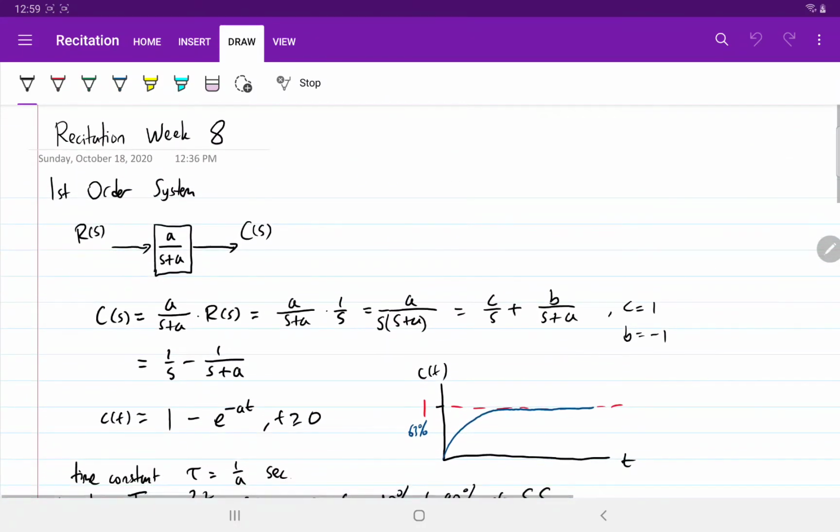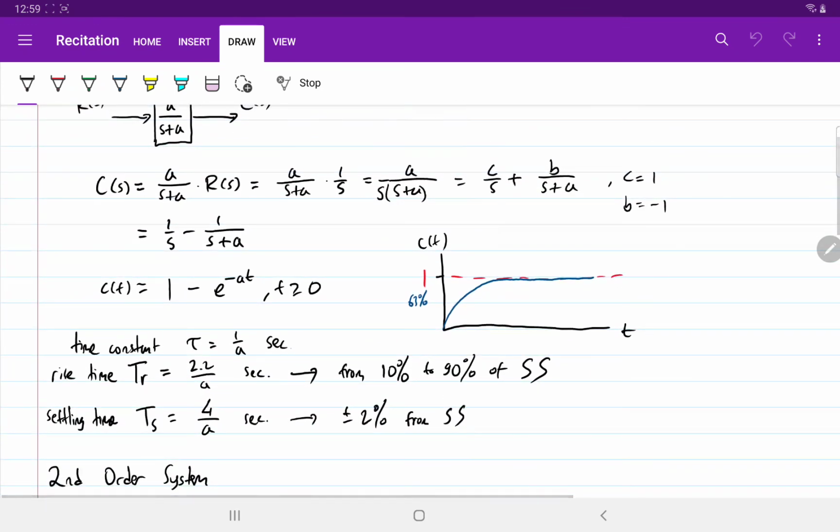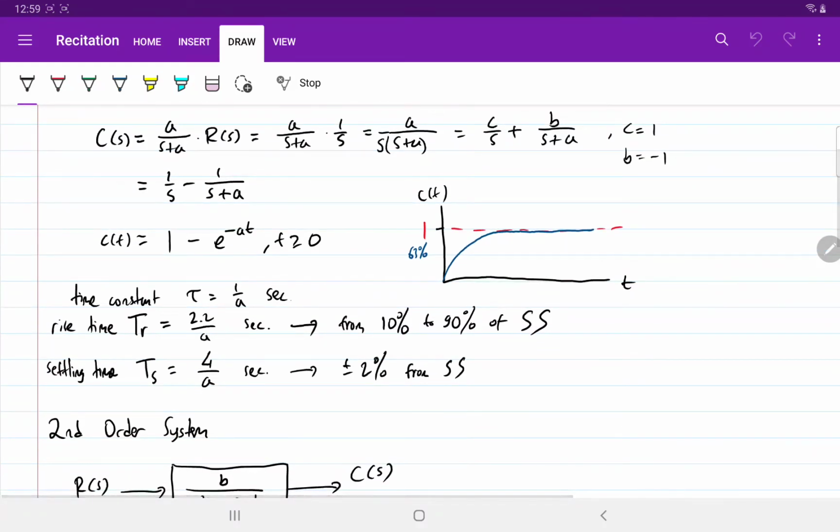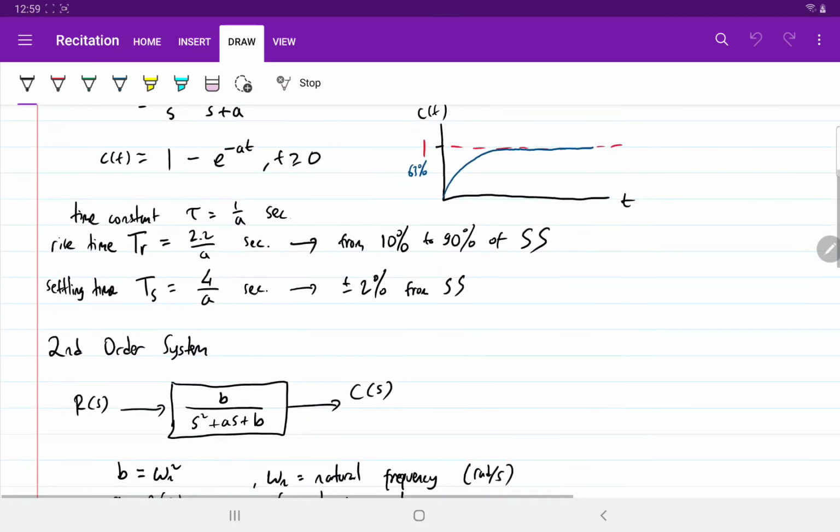Okay, so given a first order system with the following transfer function, you should be able to compute the time constant, rise time, and settling time. So this formula you can use very easily. How about second order system?